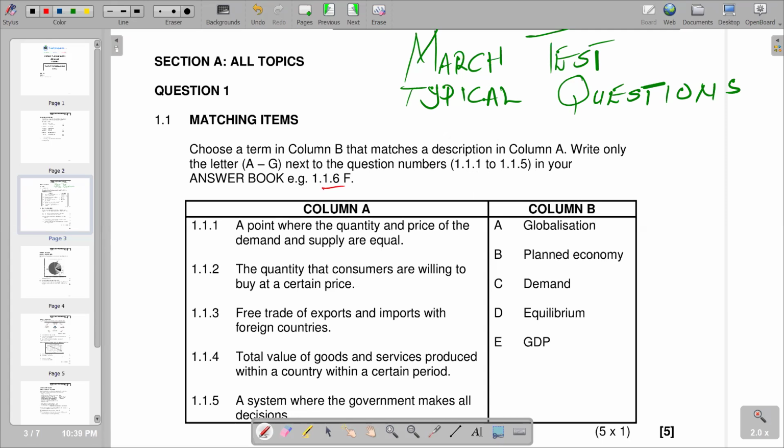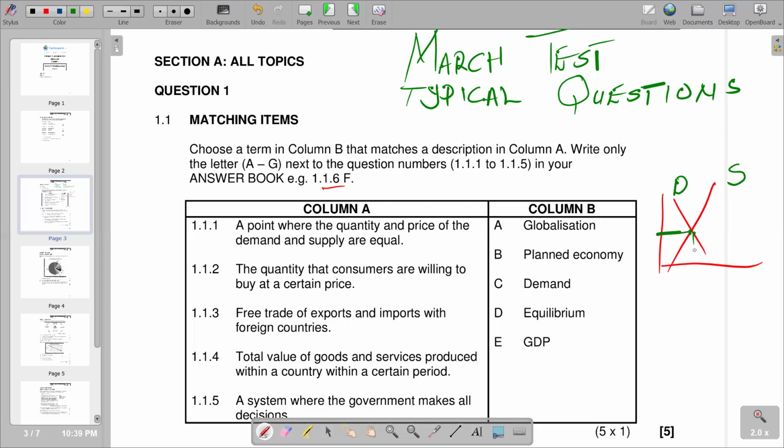So we've got a column A and a column B. The explanation in column A should match a term in column B. So the first explanation is a point where the quantity and the price of demand and supply are equal. And we know that on our curve, the demand is positively sloped. So basically that's the typical graph that we have, with a supply curve, and where they intersect is the equilibrium point.